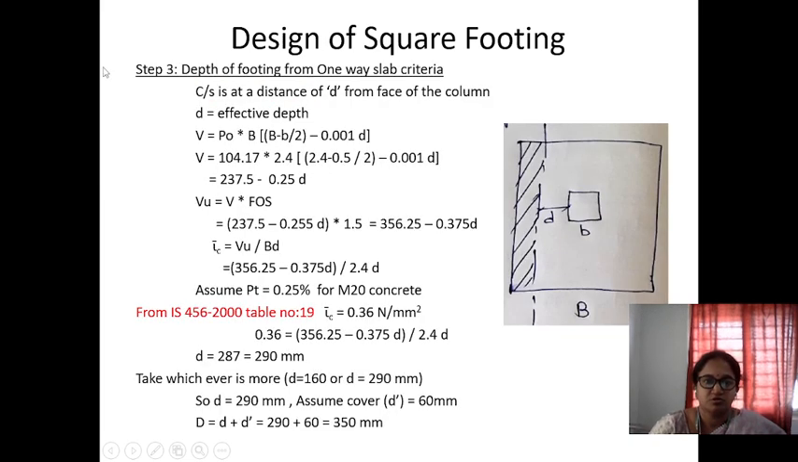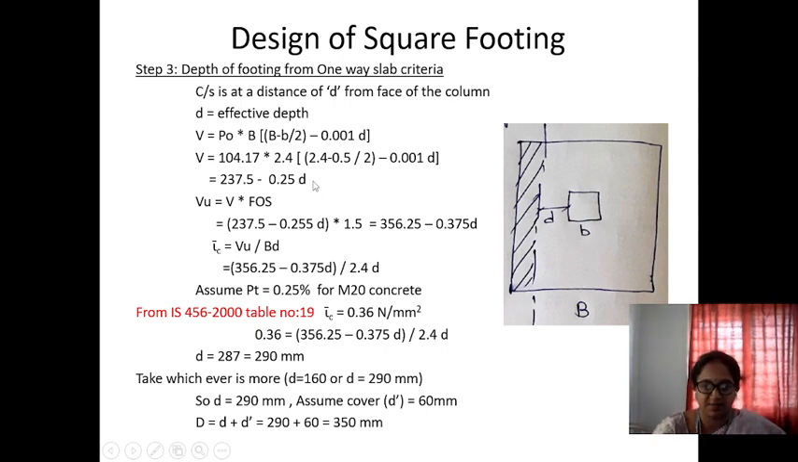Now coming to the depth of the footing from one-way shear criteria. This is the second criteria. The cross section is at a distance of d from the face of the column. Whatever the depth of the footing, it is denoted as small d, and it will be at a distance of d from the face of the column. So d is the effective depth. With this, V is equal to P0 into B into (B minus b by 2 minus 0.01 d). This is the shear force formula. With this I have substituted in this formula and I got a value, because d is unknown here.